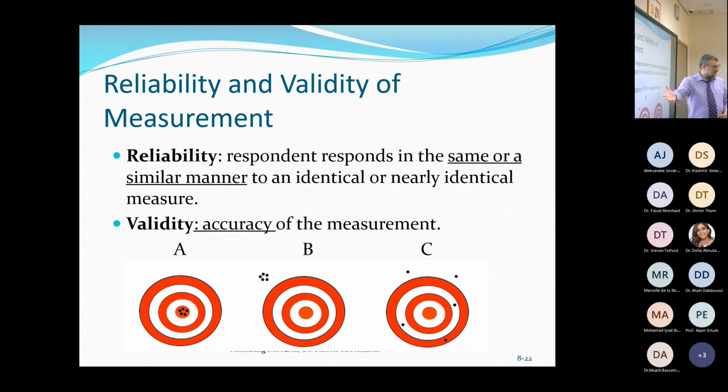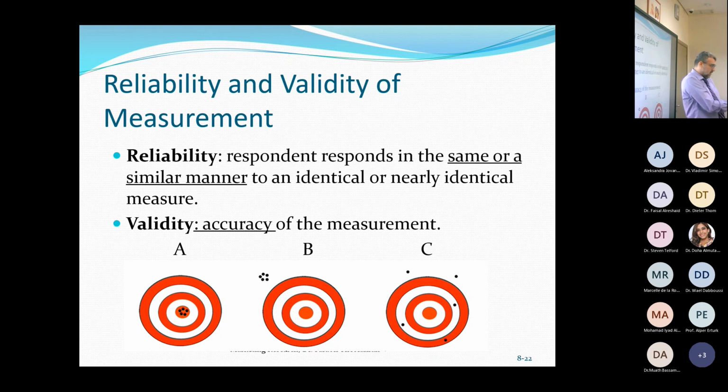The question is, we have three different guns, and we have the same targets, and the same shooter is shooting from the same distance. And gun A achieves this, gun B achieves this, and gun C achieves this. The question is how you can evaluate the gun in terms of reliability and validity. Correctly, you said gun A is valid and reliable because all the bullets reach the center.